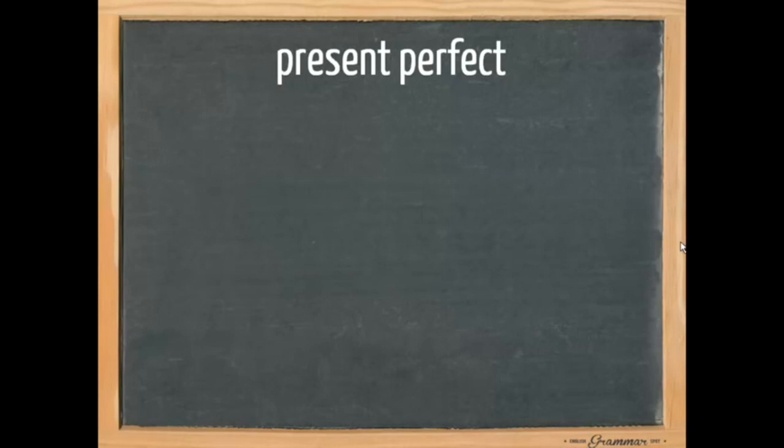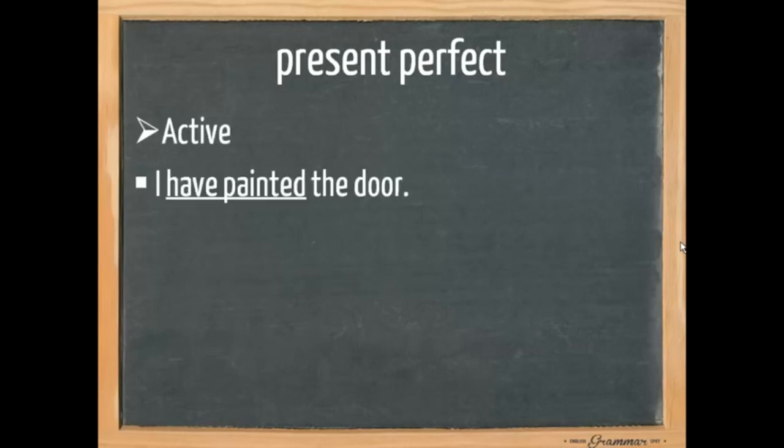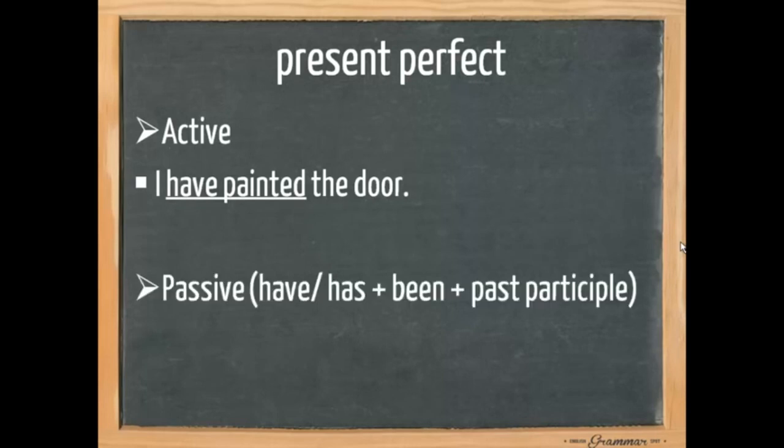Now let's have a look at a present perfect. An active present perfect is I have painted the door. So we're going to change into the present perfect passive. Remember, the door has to become the subject. So a passive is made, have or has, and then a form of to be. And since it's a perfect here, we need to use the perfect form of the verb to be. So here it is been, and a past participle of the verb to paint.